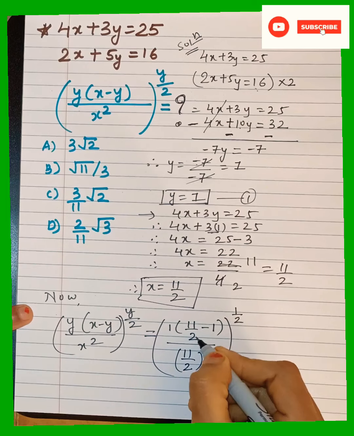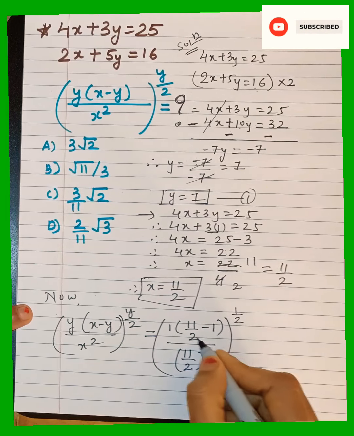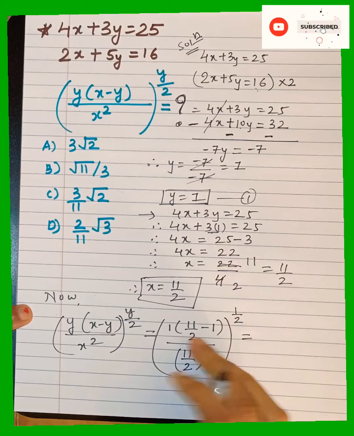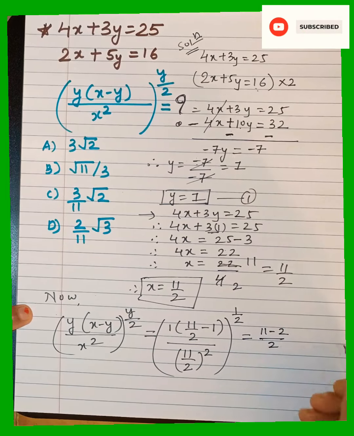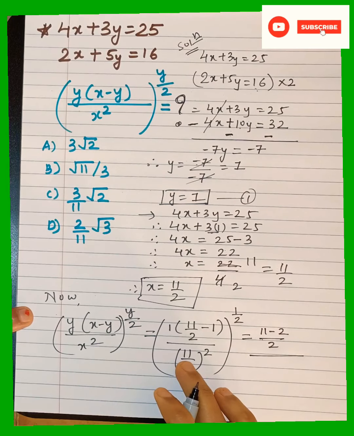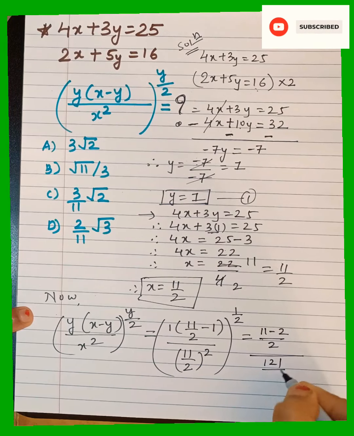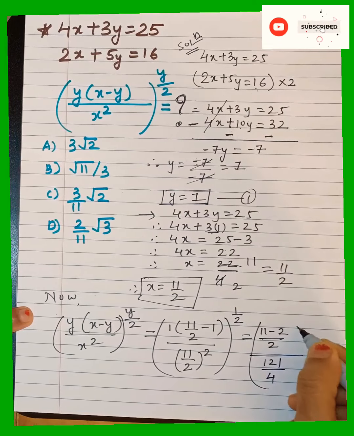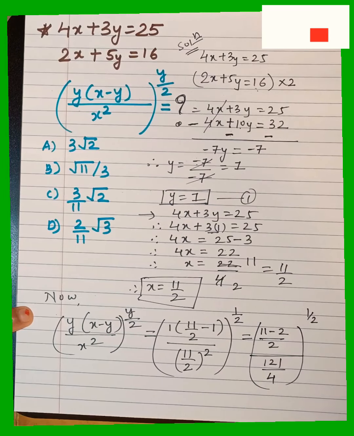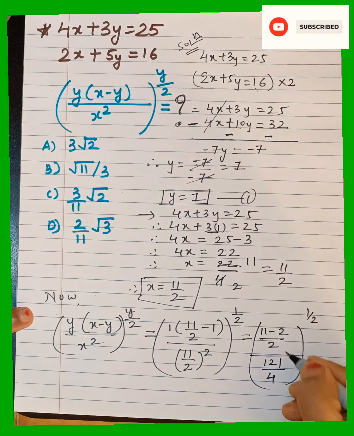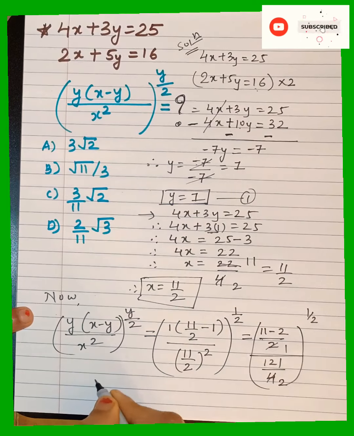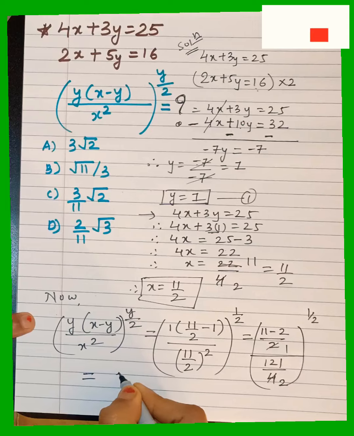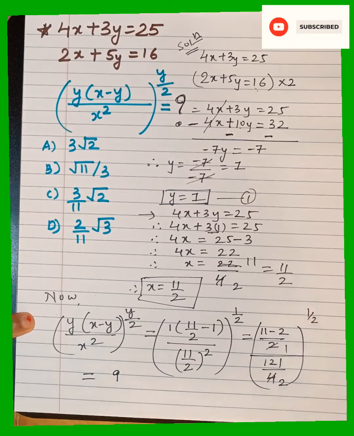Now 11 upon 2 minus 1, this is 1. Now we will take LCM here. So it will be 11 minus 2, that is 9, upon 2. And here we will square up. So 11 square will be 121, upon 2 square will be 4, and this whole raised to 1 upon 2. So you can see the denominator here is 2 and here it is 4, so you can cancel it off. 2 ones are 2 and 2 twos are 4. So now we are left with 9 upon 1, meaning only 9.